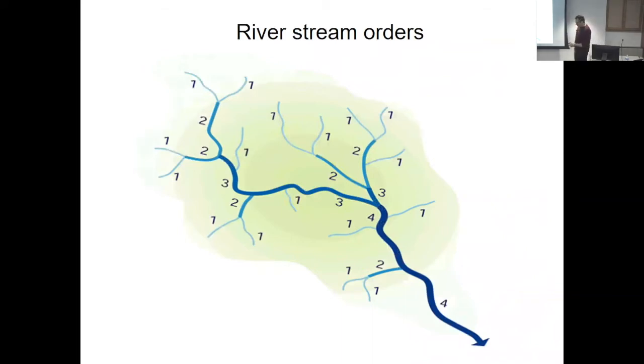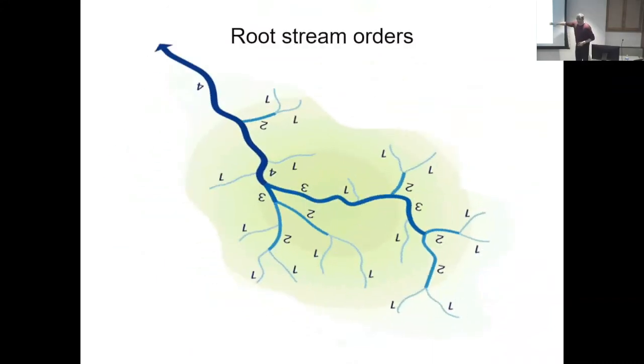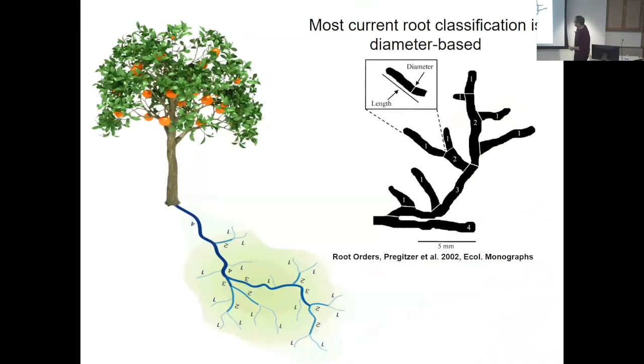The small river is order one, and the order that gets orders one is order two. If you're an order that gets an order two, you're order three, and so on. So this is in rivers. In plants, it's more or less the same, but it's below ground. And we're not going to the sea, but we're going to the tree instead of the sea.